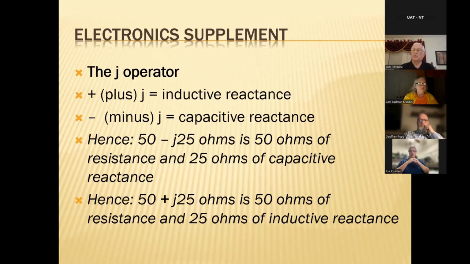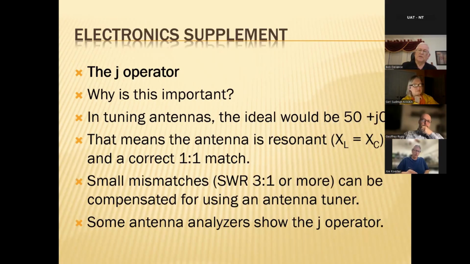Ideally, the antenna would be 50 plus J0. In other words, no reactance at all there in that case. So minus J25 would be the 25 ohms capacitive, plus 25 would be 25 ohms inductive. And it's important because we do see that happen sometimes.